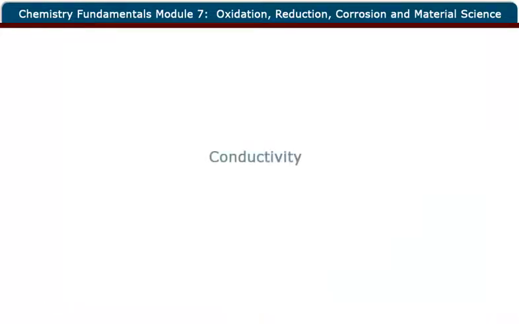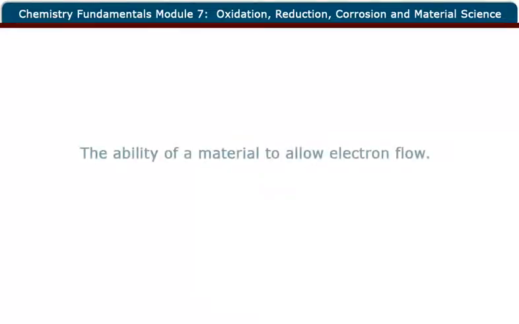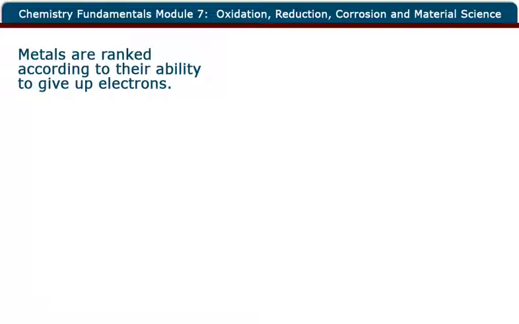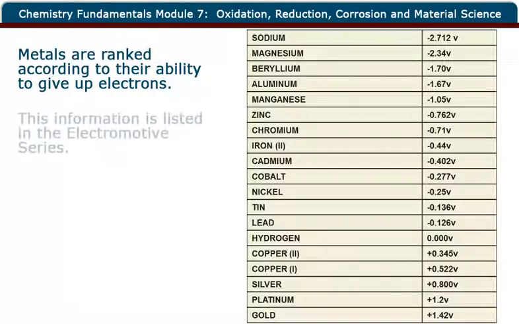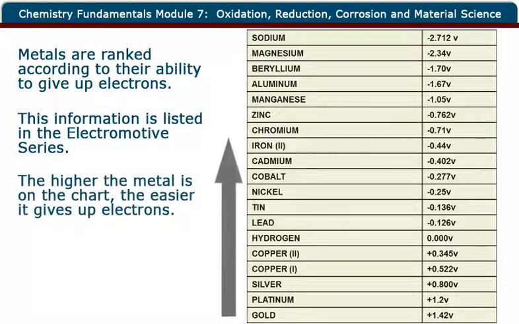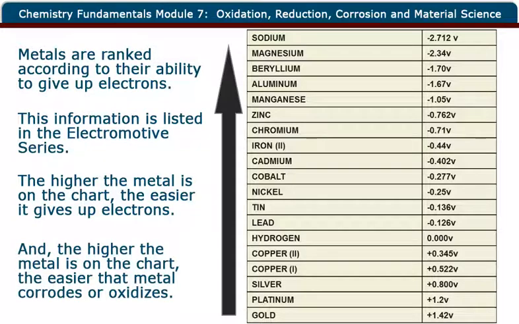In a previous module, we talked about the concept of conductivity. Recall, conductivity is the ability of a material to allow electron flow. Metals are ranked according to their ability to give up electrons. This information is listed in a table called the electromotive series. The higher the metal is on the chart, the easier it gives up electrons. And, because loss of electrons is called oxidation, the higher the metal is on the chart, the easier that metal corrodes or oxidizes.